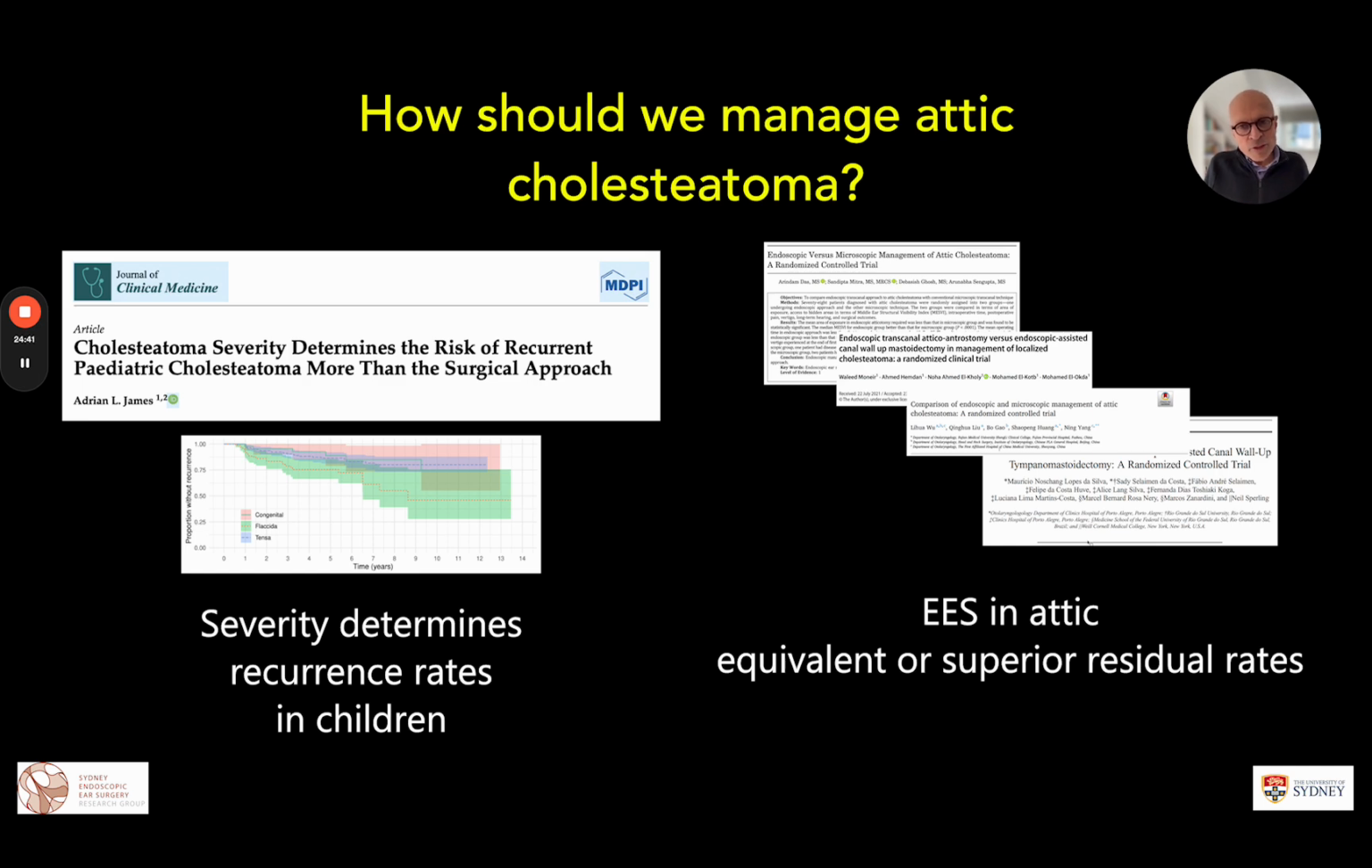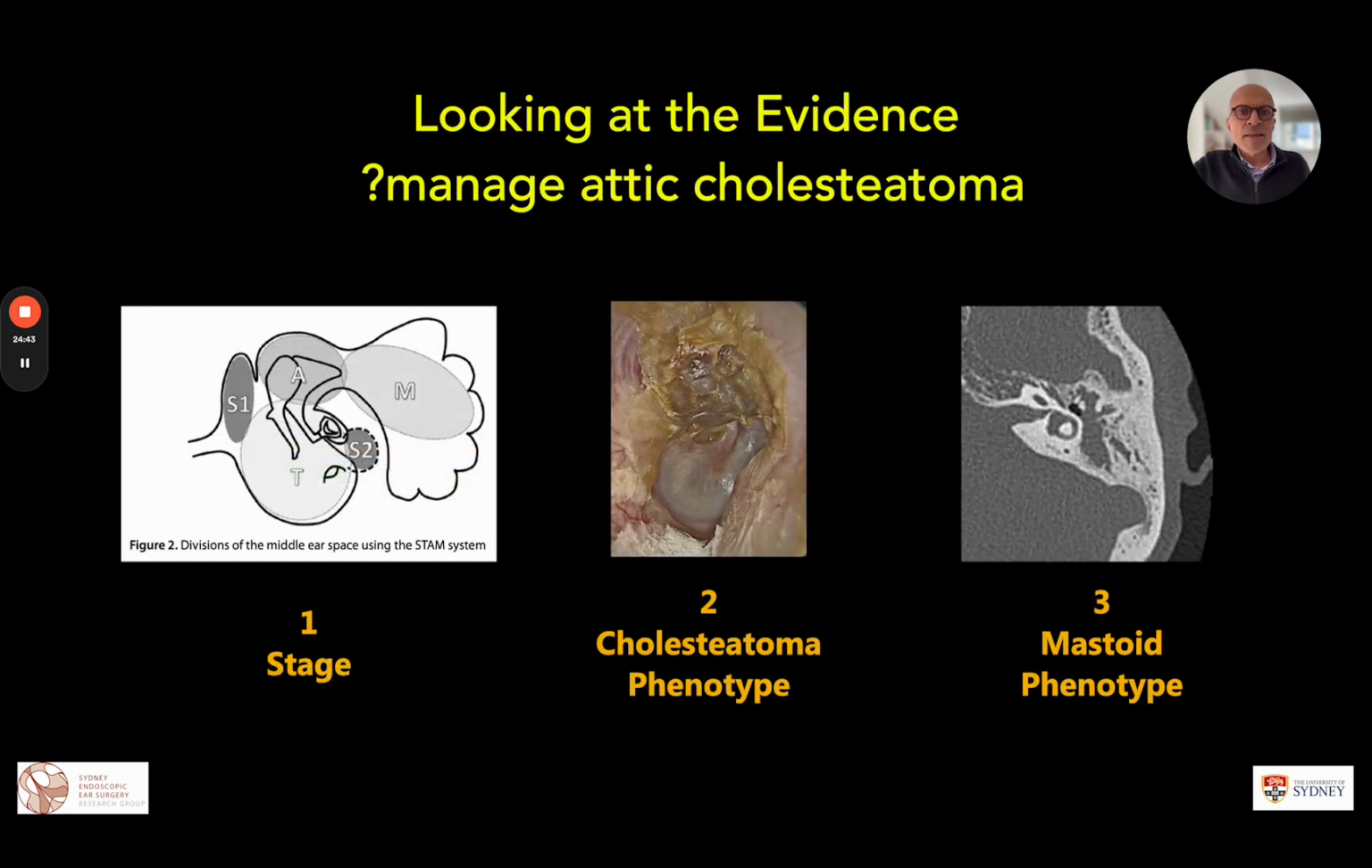So if we put these two bits of information together, then looking at the evidence, we probably should look at our attic cholesteatomas in this way. We look firstly at what the stage of the disease is, try and start to classify your cases with this STAM system and the EAONO-JOS system, and then look at the cholesteatoma phenotype. You know that disease which is limited, localized, not very inflamed, coming out in a nice well-dissected sac is likely to have lower residual and recurrence rates. So maybe we look at primary attic reconstruction there.